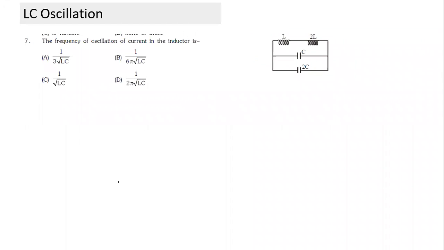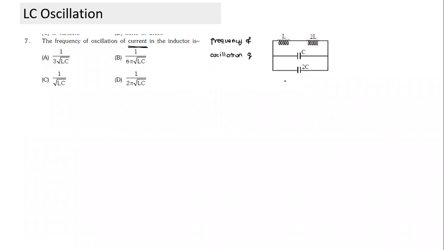Okay. Let's look at this question here: frequency of oscillation. We need to find the frequency of oscillation of current in the inductor. Is the frequency of oscillation of current any different from the frequency of oscillation of charge Q, or is it the same? Both are actually the same. The same omega value is there for charge and for current.